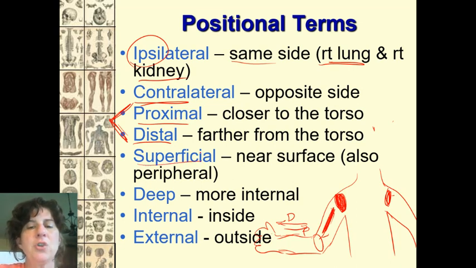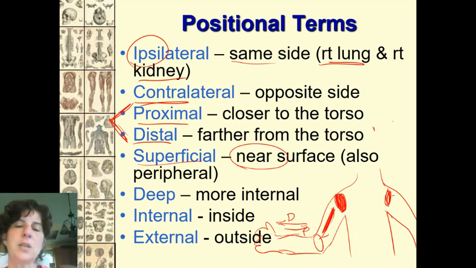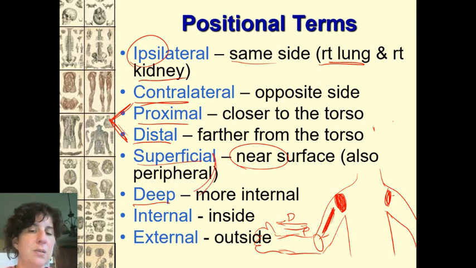All right, superficial just means nearer the surface. So your skin, your outer layers of your skin, your epidermis, is superficial to the subcutaneous fat layers. But again, relative, because my subcutaneous fat layers are still superficial to the muscles that are laying underneath them and deeper to them. And deep just means more internal. So again, you use these as sort of relationships to each other. And then internal means inside and external means outside. That should be easy enough.